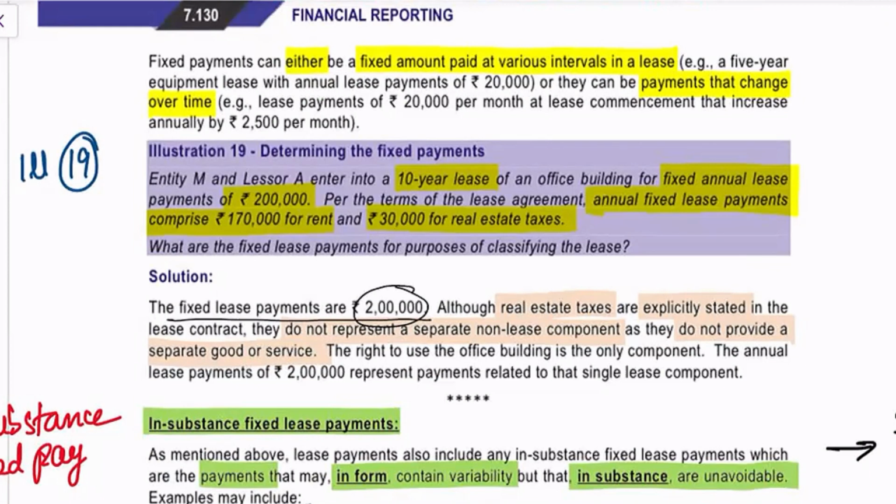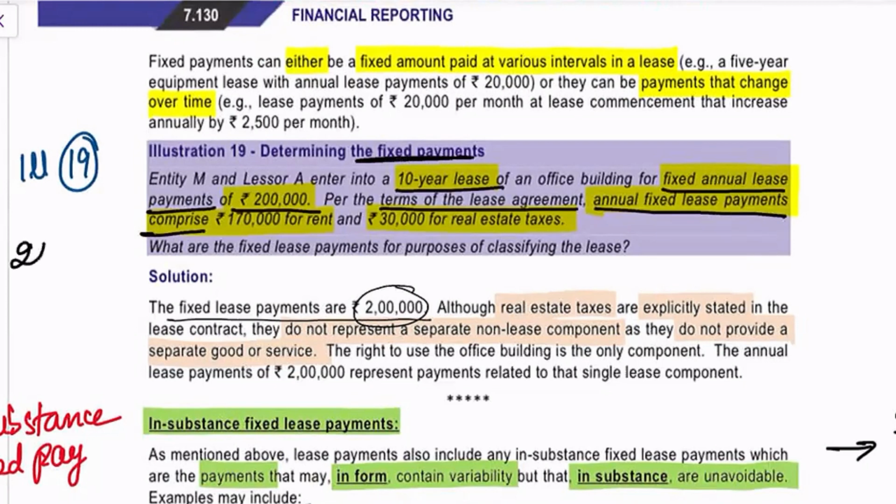Okay. So illustration 19 is related to your fixed payment. So here what they are telling in illustration 19 is there is a 10-year lease, and they have fixed annual lease payments of 2 lakh. So every year the lessee has to pay 2 lakh rupees here. Okay. And they are telling you that as per terms of the lease agreement, annual fixed lease payment comprises 2 parts. In this 2 lakh, the first 1,70,000 is related to the rent of the asset, and the remaining 30,000 is related to real estate taxes.